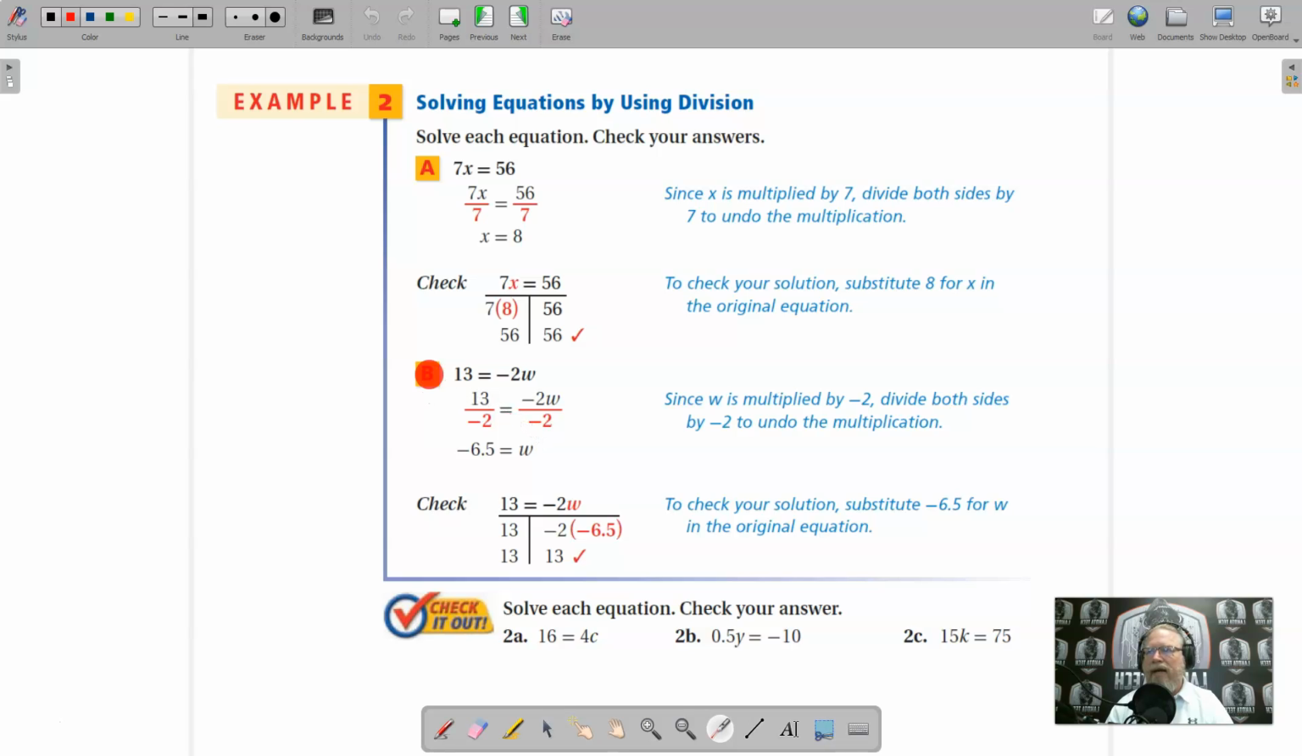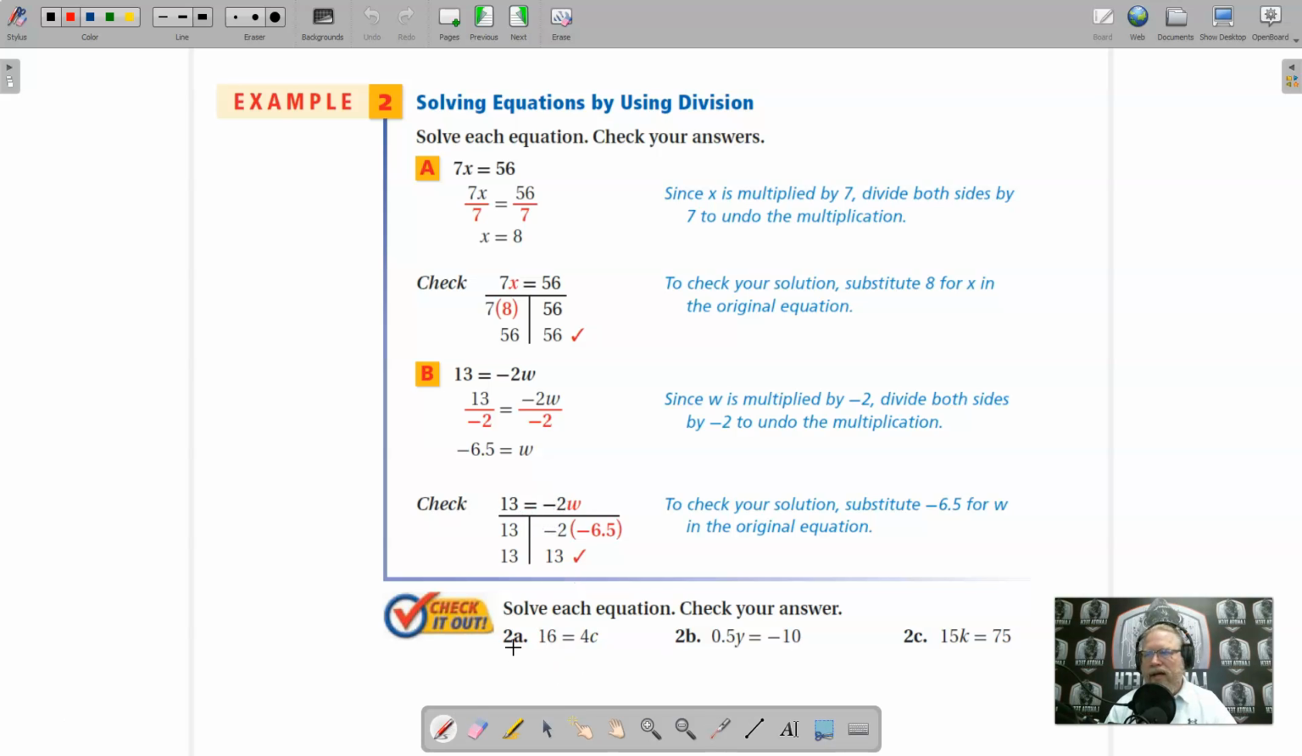On example B, we have 13 equals -2w. The -2 is tied to the w through multiplication. The opposite operation is division. Every fraction is a division problem. We're going to divide by the very number we wish to get rid of, which is -2. And what we do to one side, we are going to do to the other side. The -2's cancel each other, leaving us with just w. And 13 divided by -2 is -6.5. And you can see if we plug that back in, indeed we get 13 equals 13. And it all checks out.